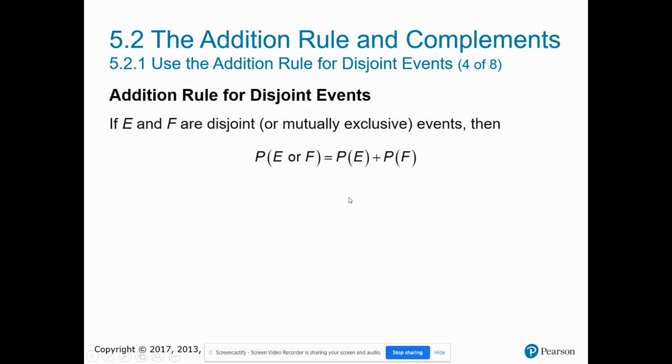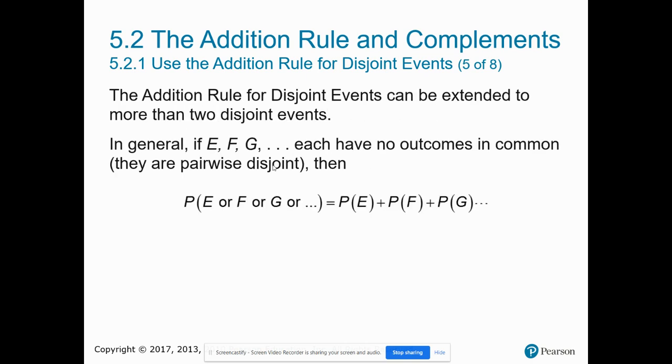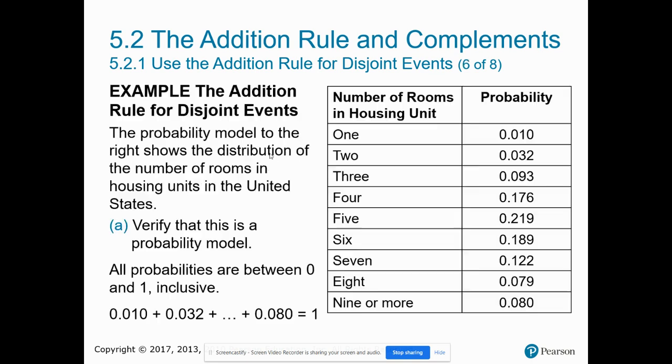So here's my addition rule. If they are disjoint, they don't have anything in common, then the probability of E or F happening is equal to the individual probability of E plus the individual probability of F. And it doesn't matter how many events we have. If they're all disjoint, then we can take their individual probabilities and add them up.